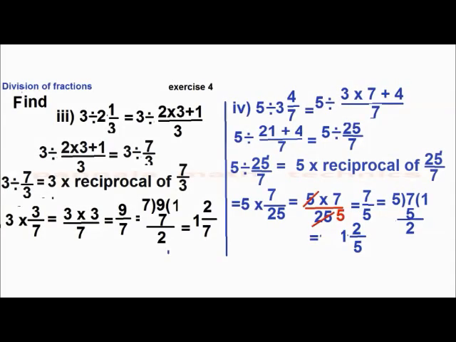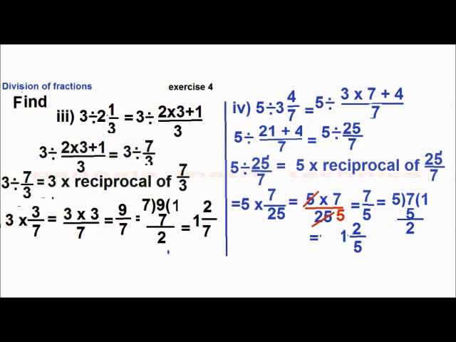3 divided by 2 1/3. 2 1/3 is a mixed number. Now convert it into an improper fraction. That will become 2 times 3 plus 1, over 3. That is 3 divided by 7/3.